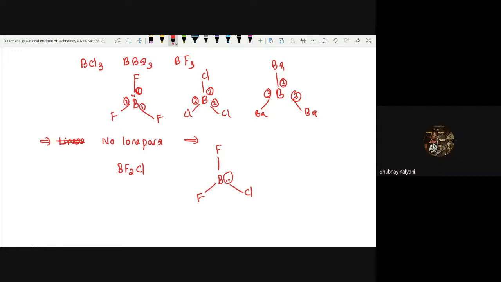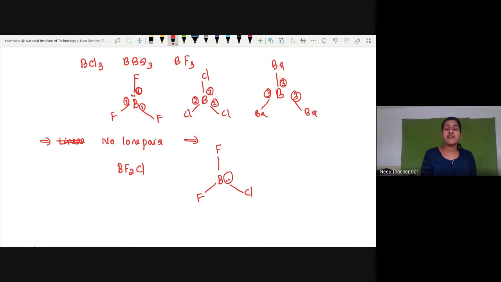Yes, ma'am. So if you are considering BF2Cl, the chlorine, as we know, is not as electronegative as fluorine, which is more electronegative. So fluorine will attract the electron cloud more towards itself as compared to chlorine. And the electron cloud around the central atom due to the BCl bond is more when compared to the two BF bonds.